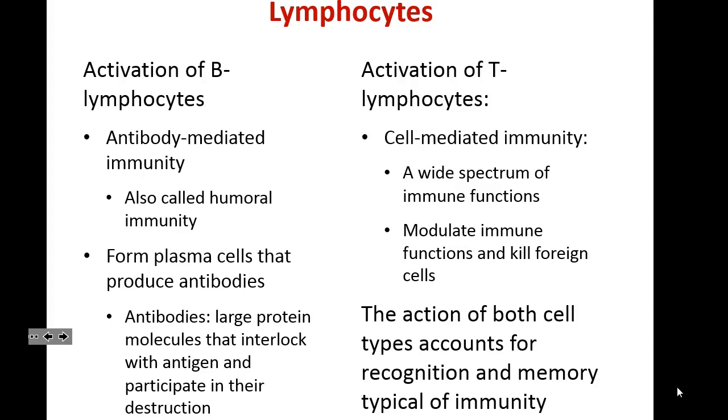Activation of B lymphocytes. It's an antibody-mediated immunity. It's also called humoral immunity. They form plasma cells that produce antibodies. What are antibodies? Large protein molecules that interlock with antigen and participate in their destruction.